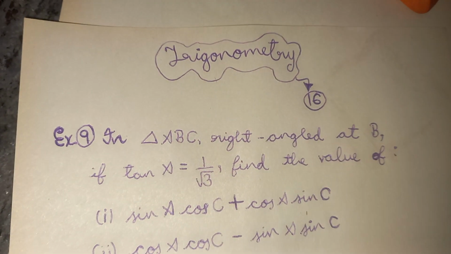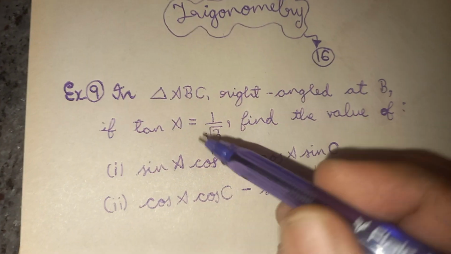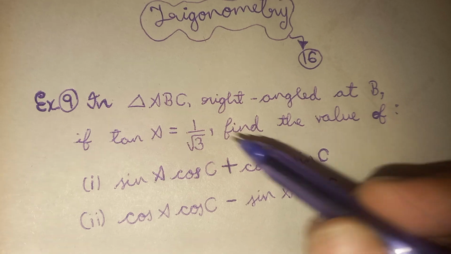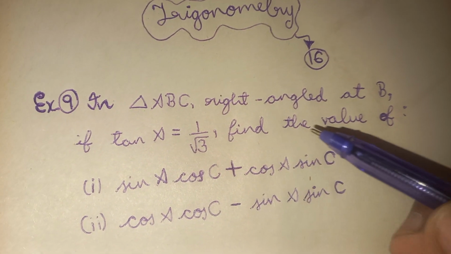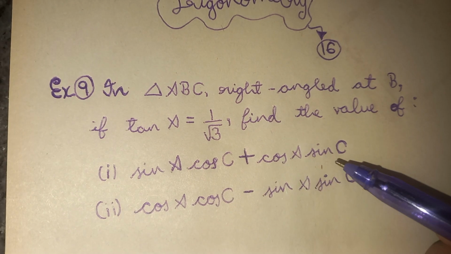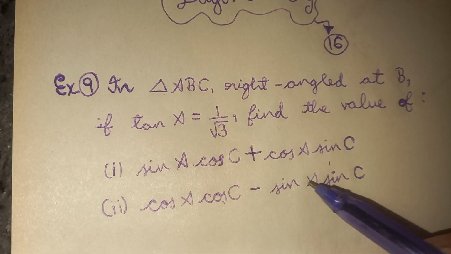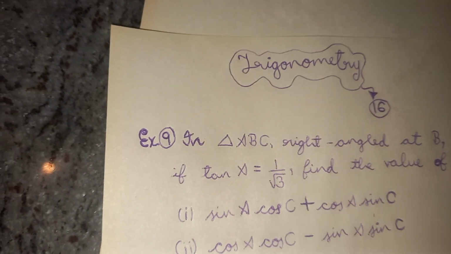Here they have given this trigonometry 16th problem. In triangle ABC, right angle at B, tan A equals 1 by root 3. Find the value of sin A cos C plus cos A sin C, and cos A cos C minus sin A sin C. How to do this? I'm going to tell you how to do this.